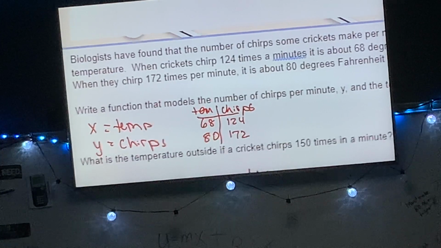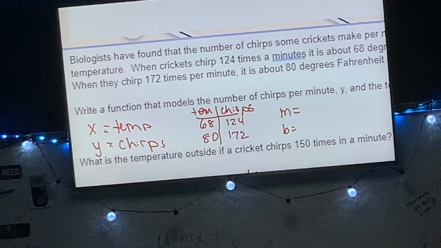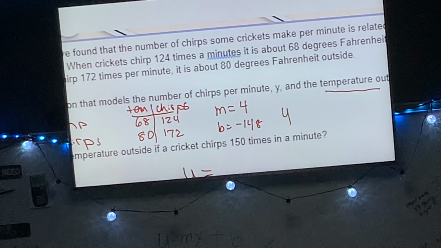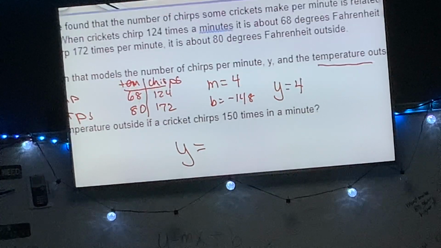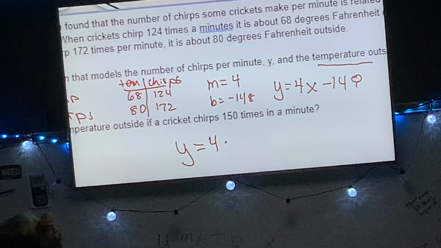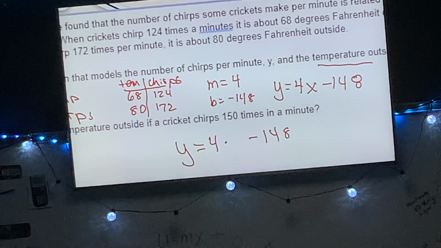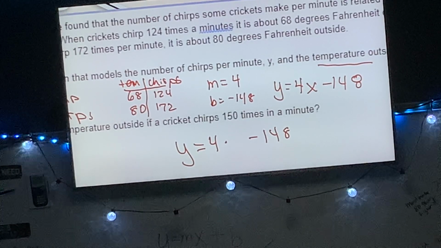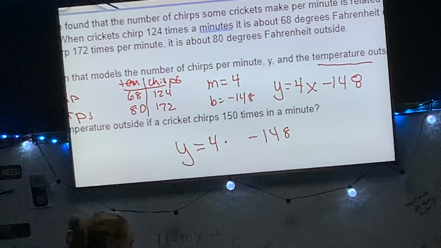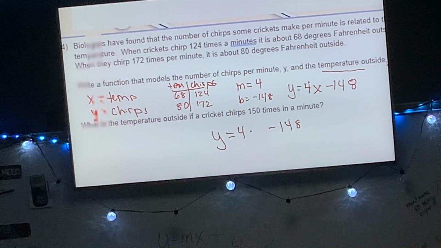Okay, so my slope was what? 4, good. And my y-intercept is what? Negative 148. So y equals 4x minus 148. Uh-oh. This one's a little different. It says, what if we have 150 chirps?